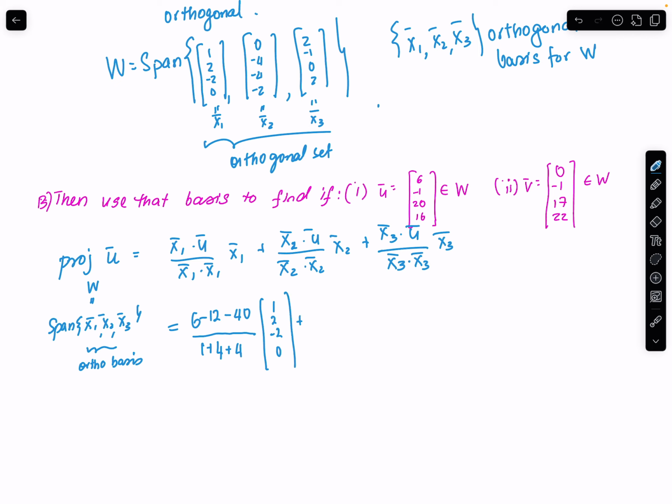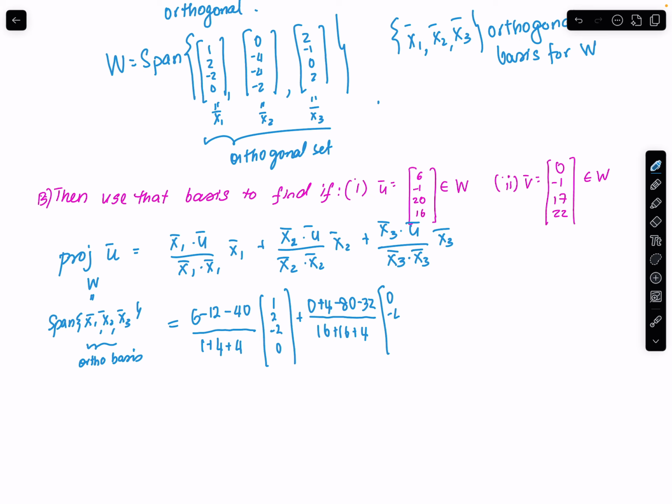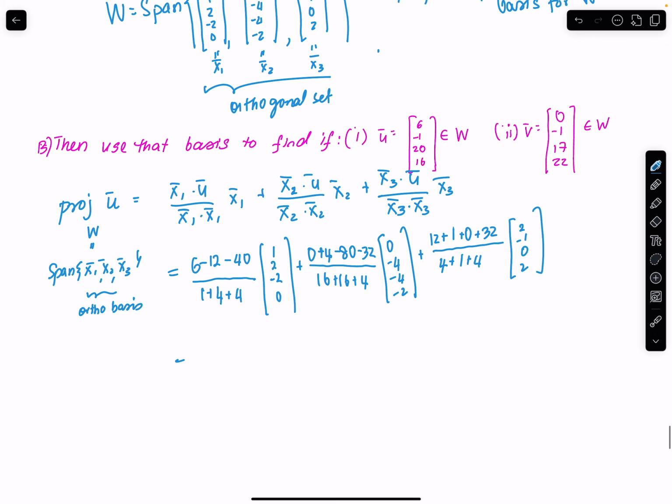Okay, plus. What is x2 dot u? Let's write that down here. It will be 0 plus 4 minus 80 minus 32 over 16 plus 16 plus 4, times a vector x2, plus, what is x3 dot u? Let's write that down next. It will be 12 plus 1 plus 0 plus 32 over 4 plus 1 plus 4, times the vector 2, minus 1, 0, 2. Okay, so let's see what this projection is.